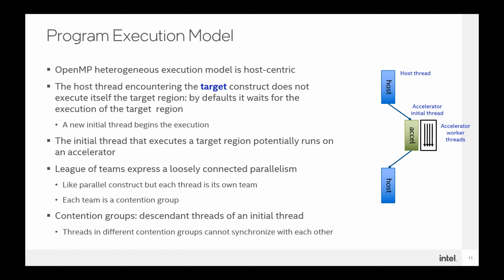It's important to point out that any initial thread creates its own contention group. The contention group is the set of all the threads that are descendants of the initial thread. So any target region is a different contention group, because any target region creates a new initial thread on the accelerator. And it's important to say this because threads in different contention groups cannot synchronize with each other. And when threads from different contention groups execute in parallel, only the variables written through an atomic construct by a thread in one contention group can be read by a thread in another contention group, and only if they are executing on the same device.